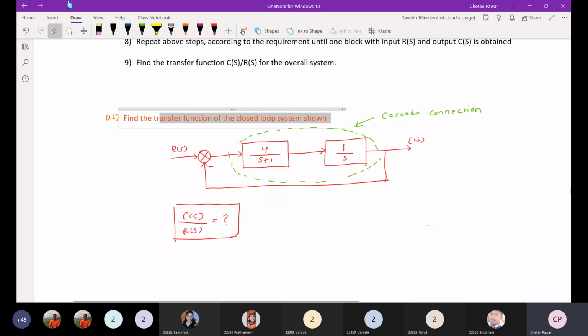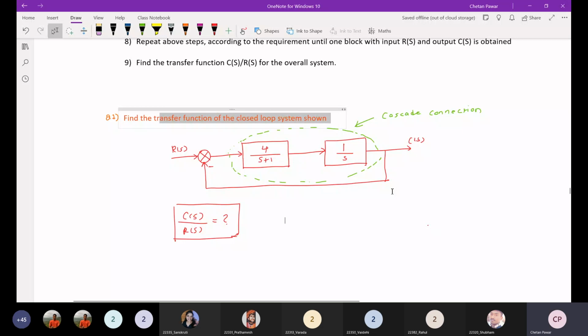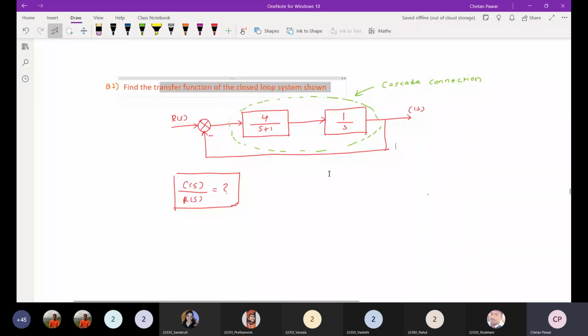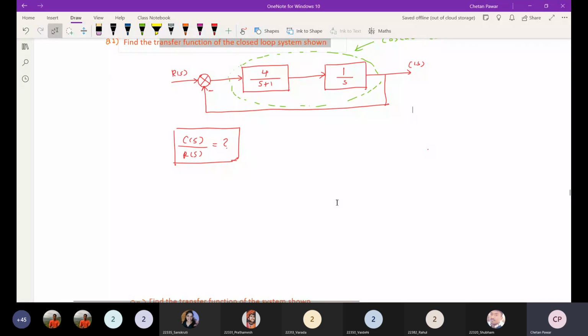Okay, this app is giving problems. Okay, so I will just write down by hand only. Okay. So now this is a cascade connection.